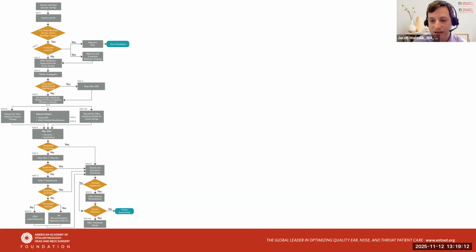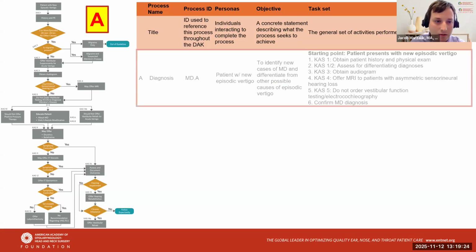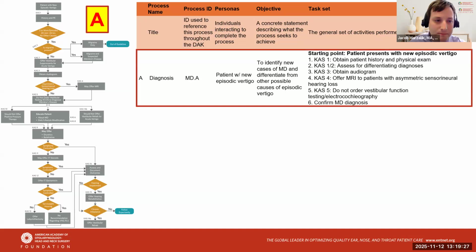So for example, you're seeing a patient with new episodic vertigo. You first start with a clinical history and a physical exam. You then move through the appropriate diagnostic steps, and eventually you have a patient newly diagnosed with Meniere's. So there are 3 parts to the chart that are based on the sections of going through the clinical visit with the patient with Meniere's.